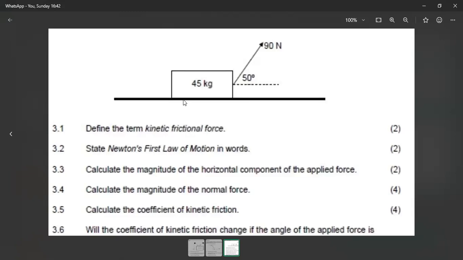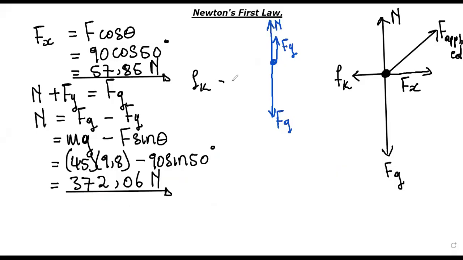Why do we need to calculate the magnitude of the frictional force? It's because this is how we define the kinetic frictional force. We take the coefficient of kinetic friction, we multiply it by the normal force. So the normal force, we already have it. We just need to find the kinetic frictional force. So now we see we are dealing with horizontal forces.